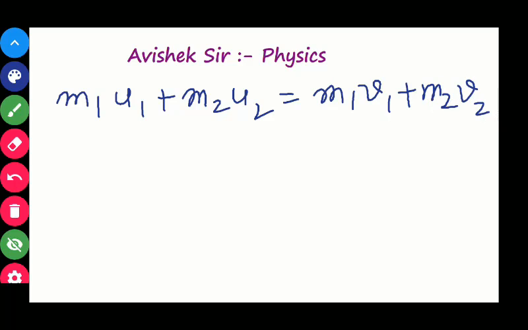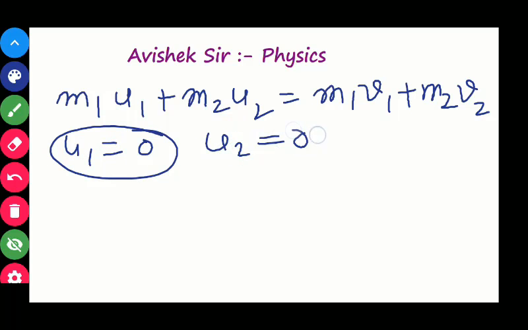Now initially the gun and the bullet were at rest, that means u1 equals 0 and u2 equals 0. Now when you press the trigger of the gun, the bullet will be fired. That means you are applying some force to the bullet, therefore the bullet will also apply the same force on you, and you will feel a backward push.